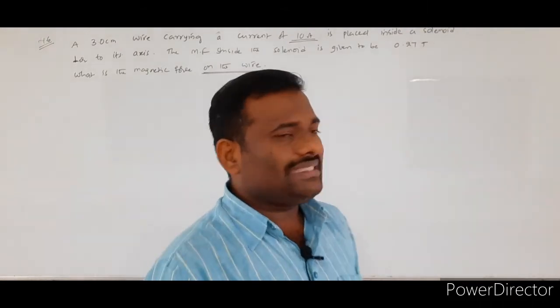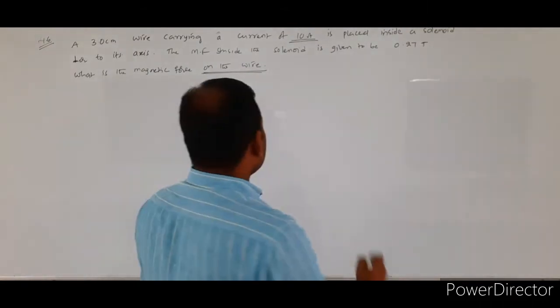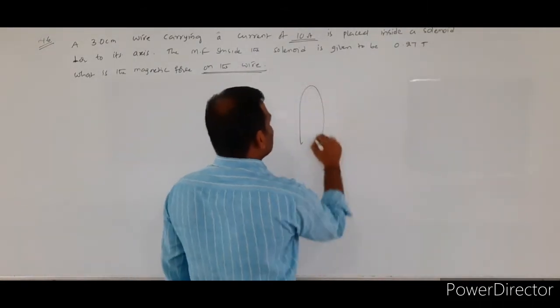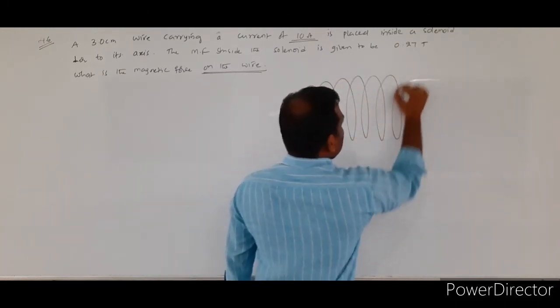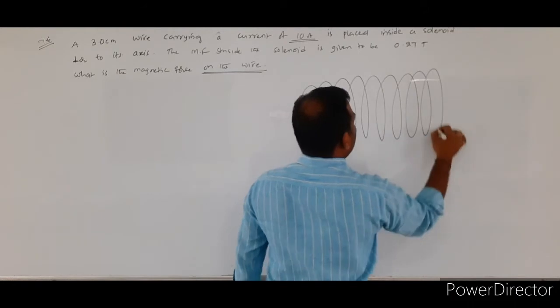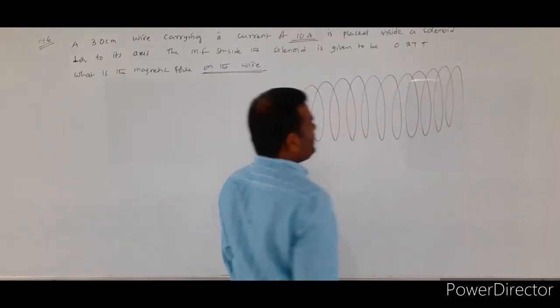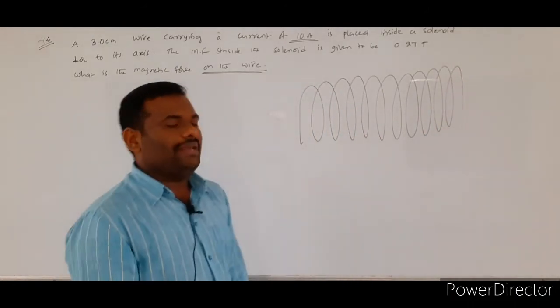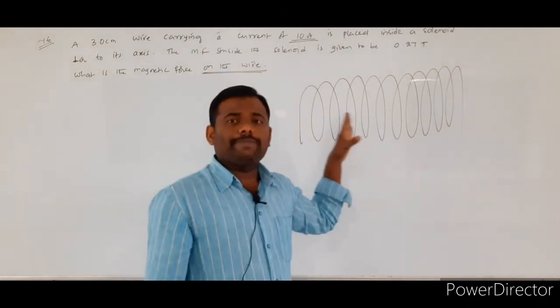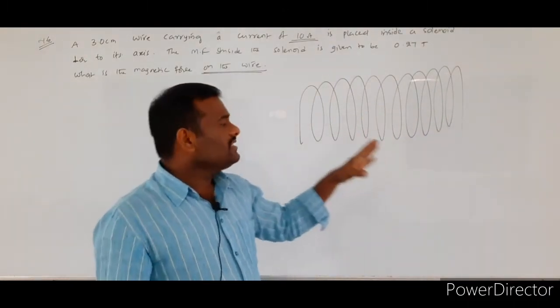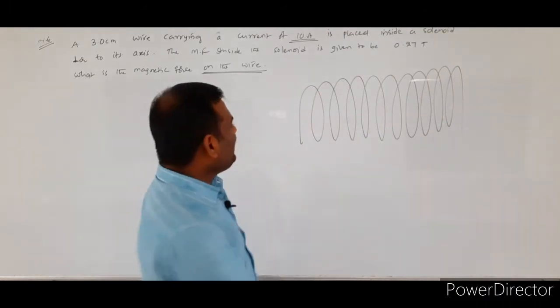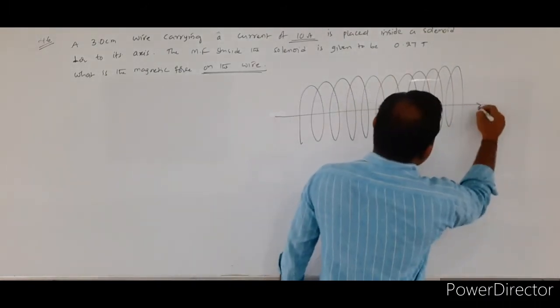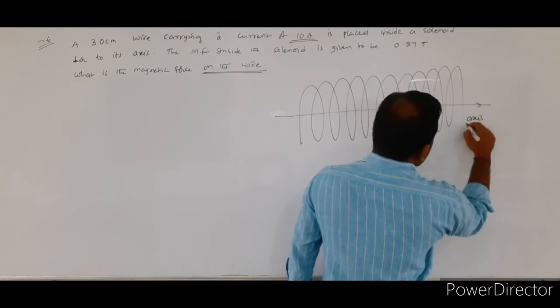Now, coming to the basics of the solenoid. What is a solenoid? A solenoid is nothing but a long wire bent in the form of so many number of turns, and the corresponding shape will be like a spiral spring. Such type of arrangement we call a solenoid. So this is indicating what?